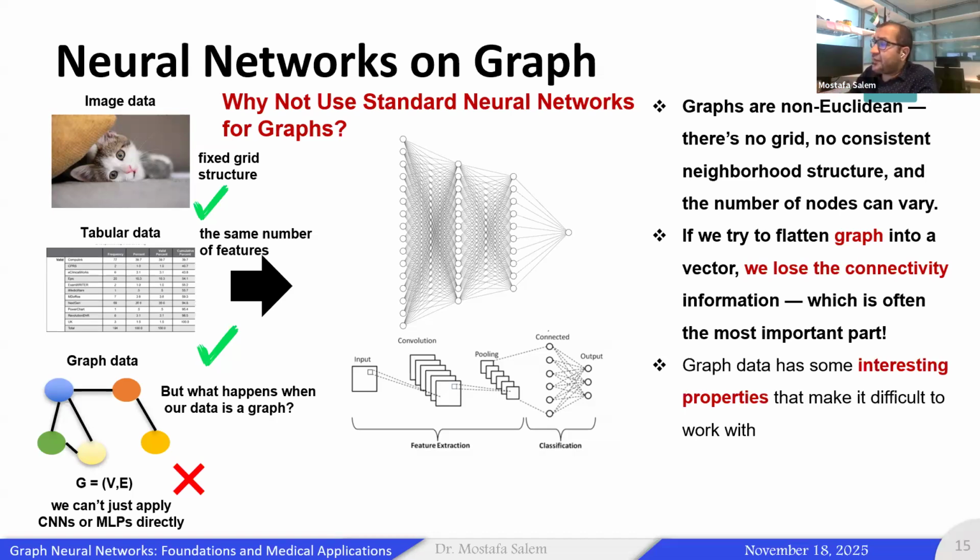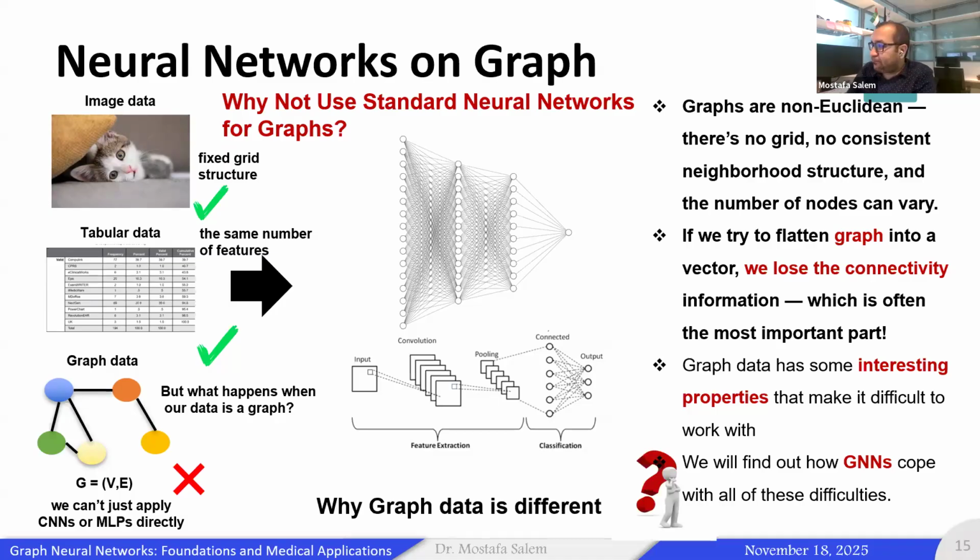Graph data have some interesting properties that make it difficult to work with using MLP or CNN. So I cannot say can't. I can use MLP and CNN with graph data, but I have to lose the connectivity, which is the valuable information embedded in the graph nodes. So that's why I have to use what's called GNN, graph neural networks.